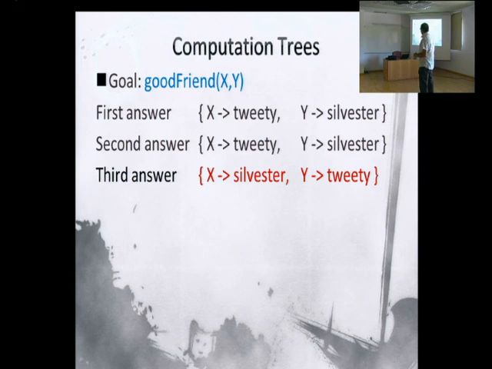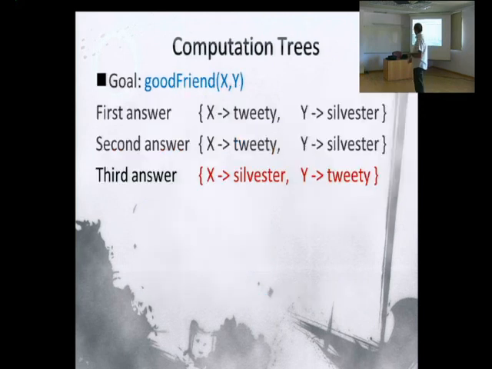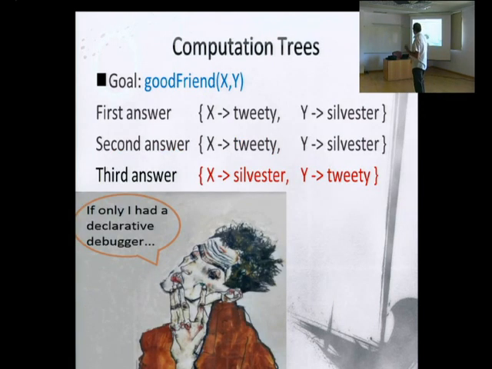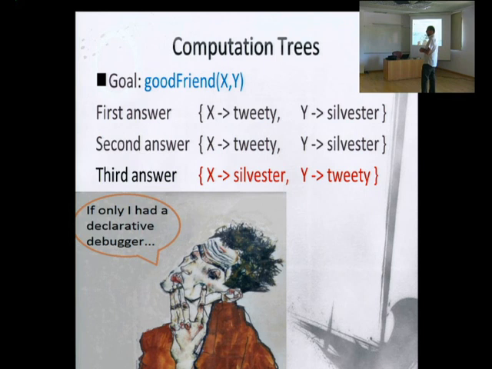But we don't know where the error is. Of course we know because it's in red here, but usually you can imagine that it's difficult to know. So the poor user needs a declarative debugger or some kind of debugger. In this case, a declarative debugger. So we build the computation tree. Observe that this is the root. The root is not the same as the original goal, which was with X and Y, but it's the original goal instantiated by the wrong answer, because we are concentrating on the computation that produces only this answer.